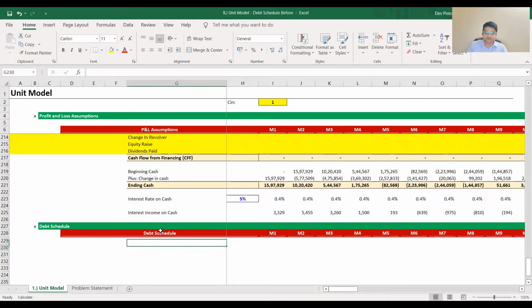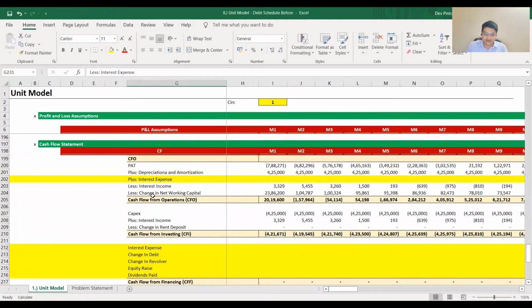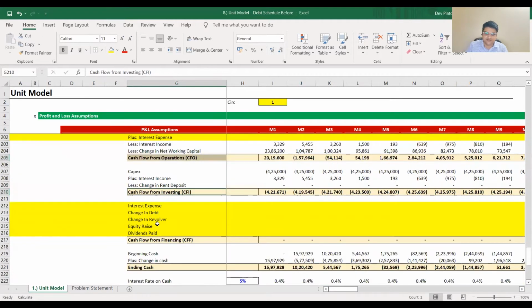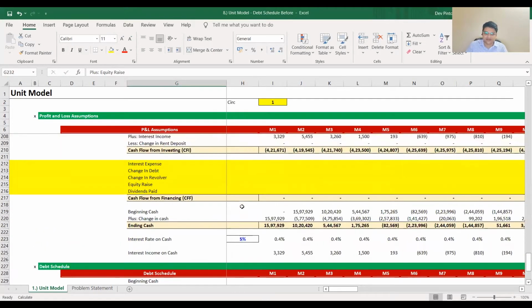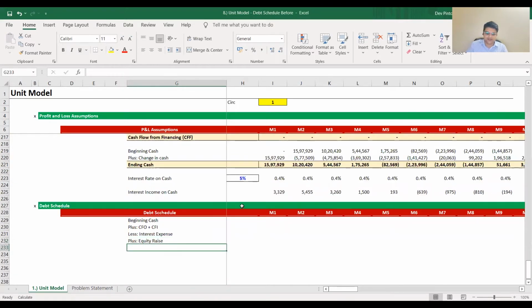Okay. Let's start with beginning cash plus CFO plus CFI plus this expense. So we start with beginning cash plus CFO plus CFI less interest expense plus equity raise, right? Which gives us minimum cash, which gives us cash available for debt down payment.